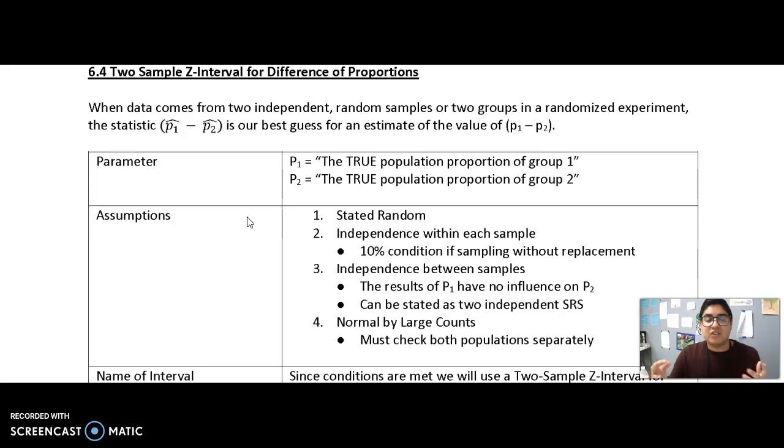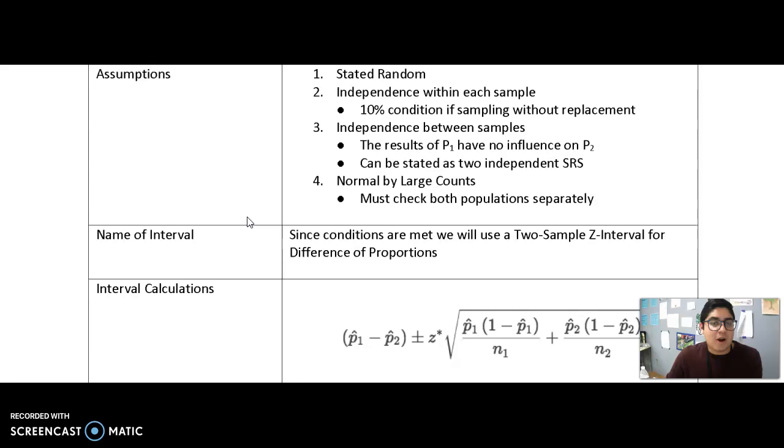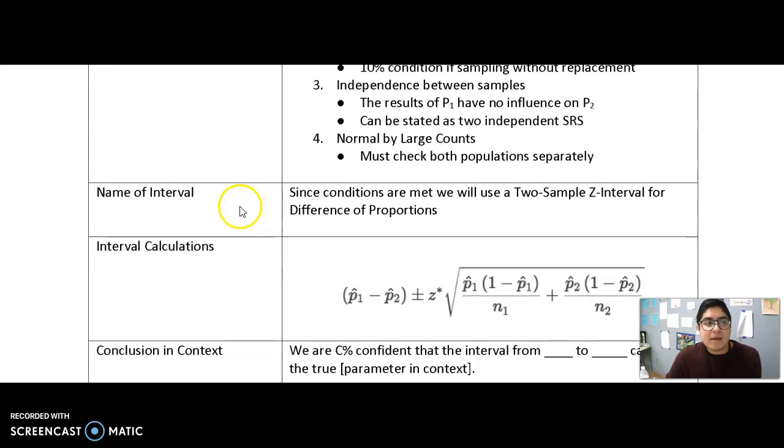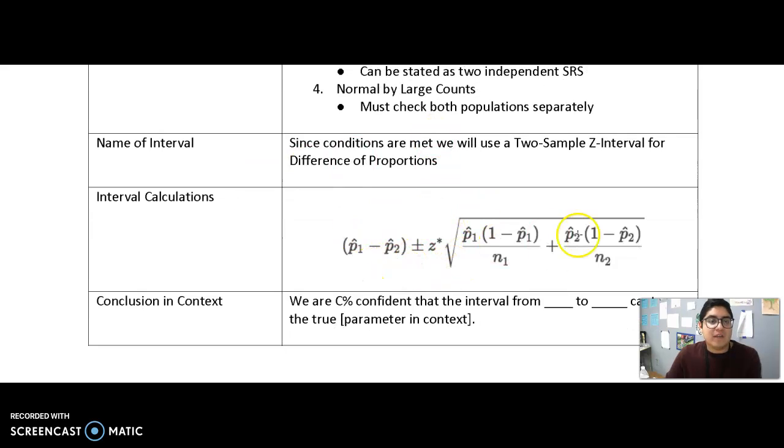And again, are there different gender identities? Was the data collected from two separate places? Some element that tells us they should be independent. Now, if these conditions are met, we are going to use a two-sample z interval for the difference of proportions. So again, how many samples, quantitative or categorical, interval or test, and then what is it for? And we will get this value here.